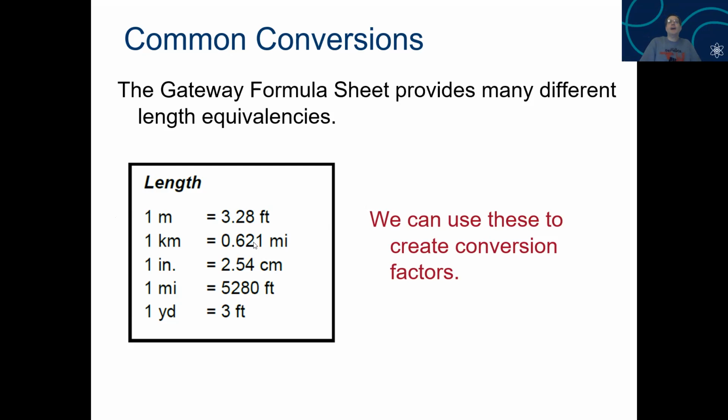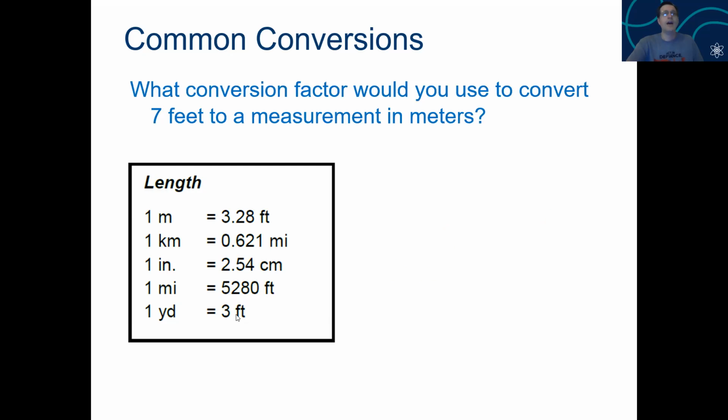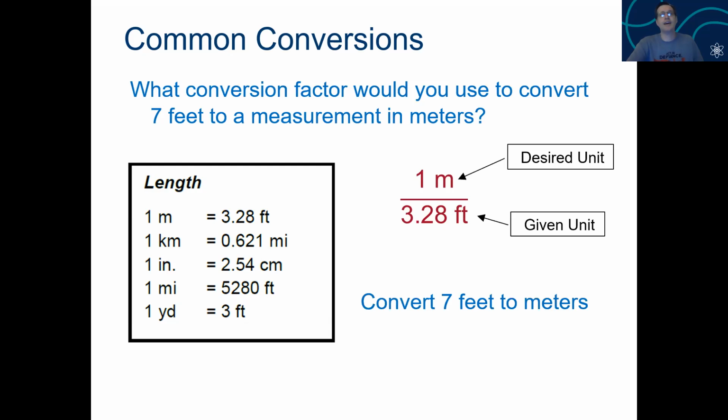If you're going 100 kilometers per hour on the freeway, that is not actually very fast. It's about 62.1 miles per hour. You should know that an inch is about 2.5 centimeters. You should know that a yard is 3 feet.